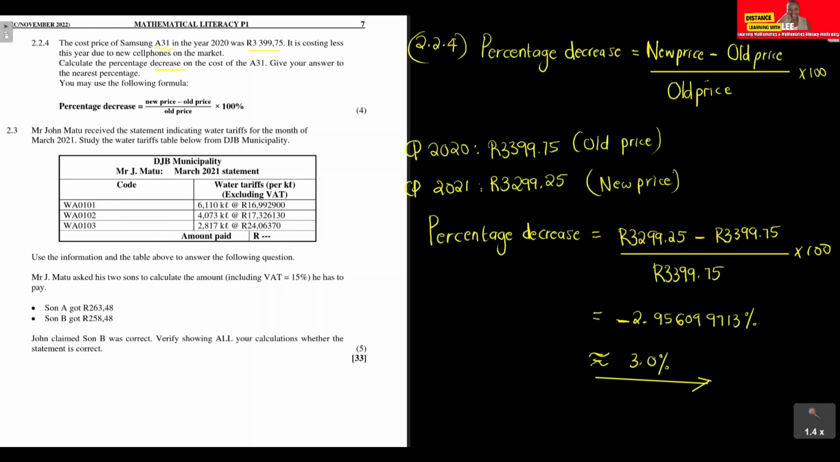All right, we are basically done, guys, with question 2.2. I hope I managed to explain that to you. In the next video tutorial, I'm going to be focusing on question 2.3 on its own, because question 2.3 deals with water tariffs, and it also deals with us calculating an amount including VAT. If you don't know how to calculate an amount including VAT, please make sure that you watch this video tutorial because I'll be explaining everything in detail.